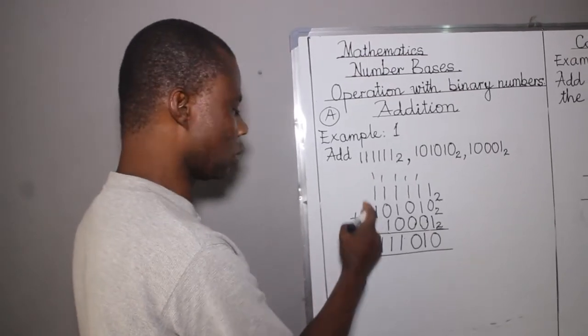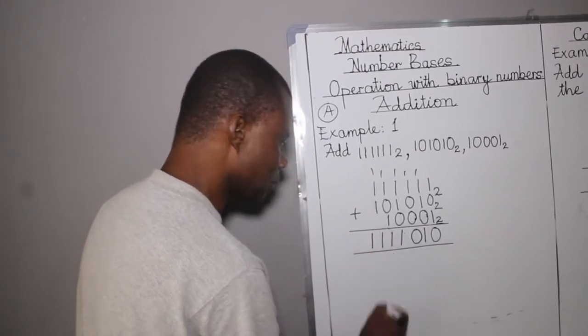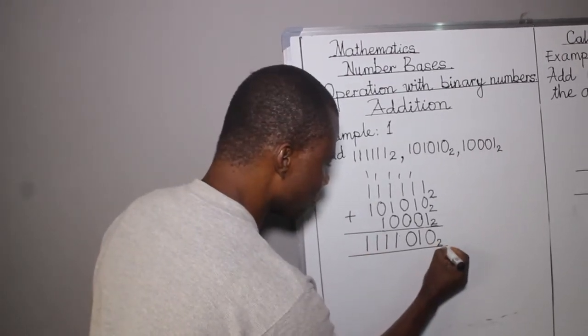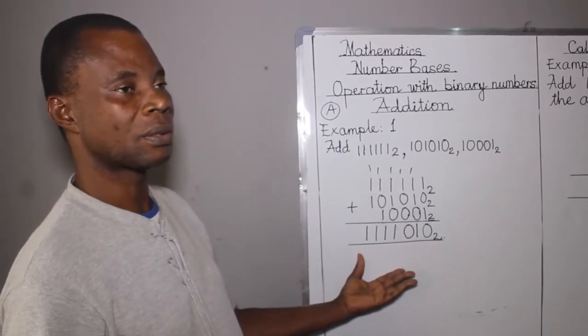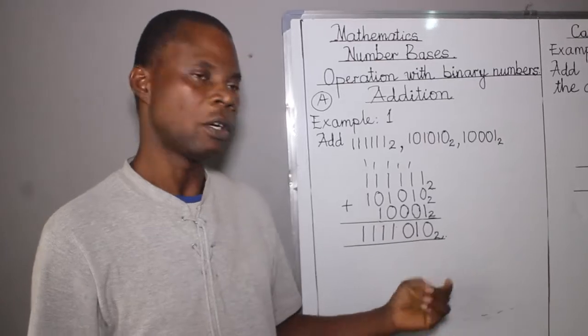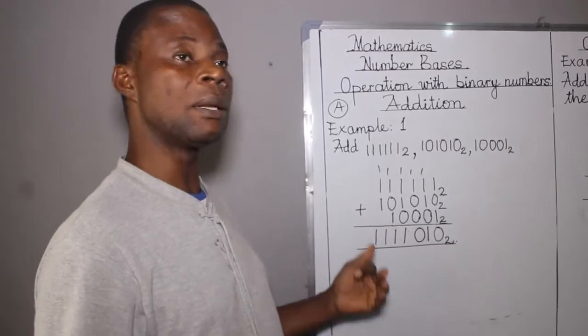And 1 added to nothing will give us 1. Now our answer is to base 2. And this is the answer to the question. And this is how we solve numbers to be added up in binary.